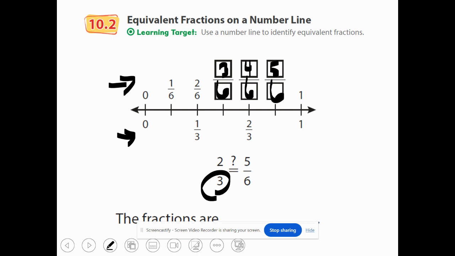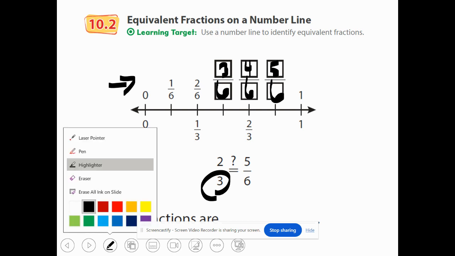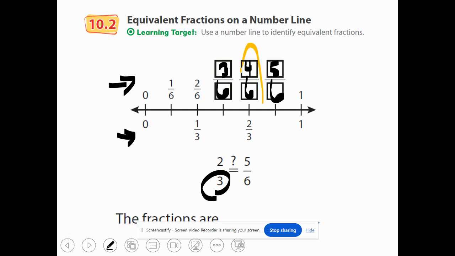Okay. So it says, is 2/3 and 5/6 equivalent? Well, if I look on this number line, and I look to see what fractions are lined up with each other, I can see that 5/6 is not lined up with 2/3. Actually, 4/6 is lined up with 2/3. So the fractions are not equivalent. They're not equal to each other.